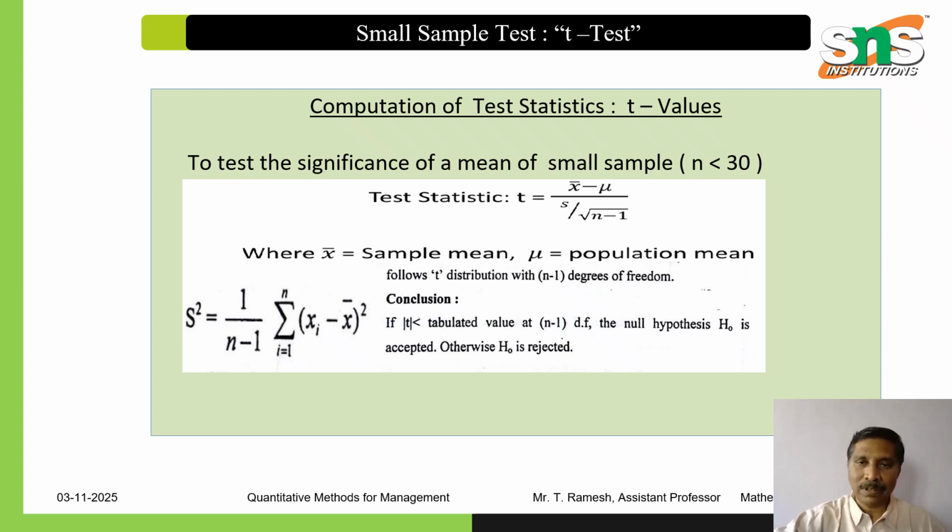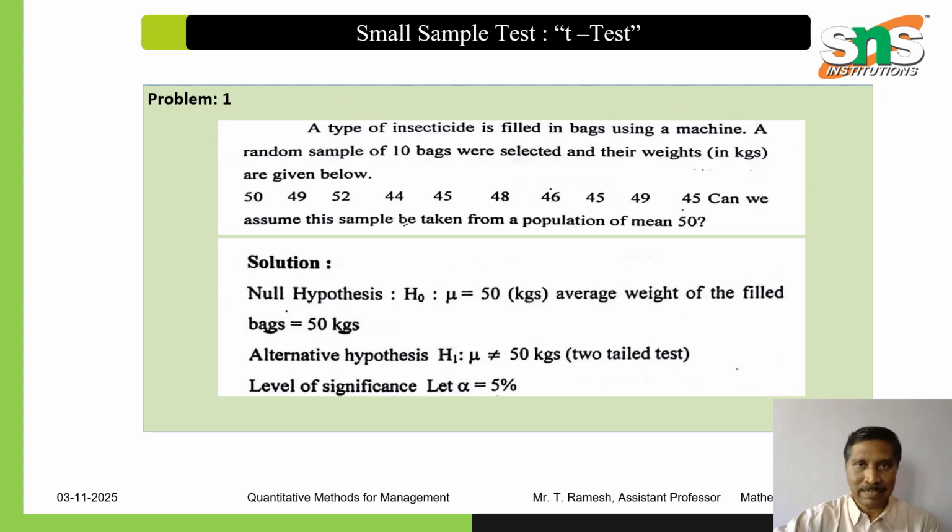The t-test is used for the significance of a mean of a small sample, that is, n is less than 30. The test statistic formula is t equals x bar minus mu divided by s by root of n minus 1. Here, x bar is the sample mean, mu is the population mean, and s square, that is the variance, is 1 by n minus 1 into the sum of x minus x bar, the whole square. It follows the t distribution with n minus 1 degrees of freedom. If the calculated value is less than the table value at n minus 1 degrees of freedom, the null hypothesis H naught is accepted, otherwise H naught is rejected.